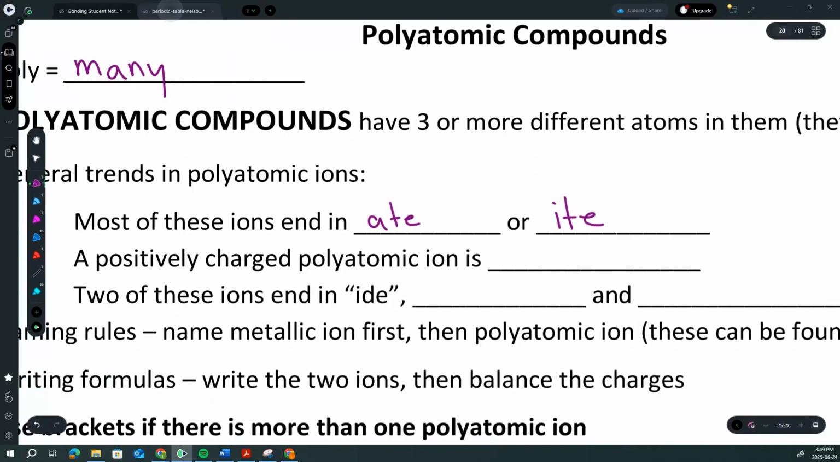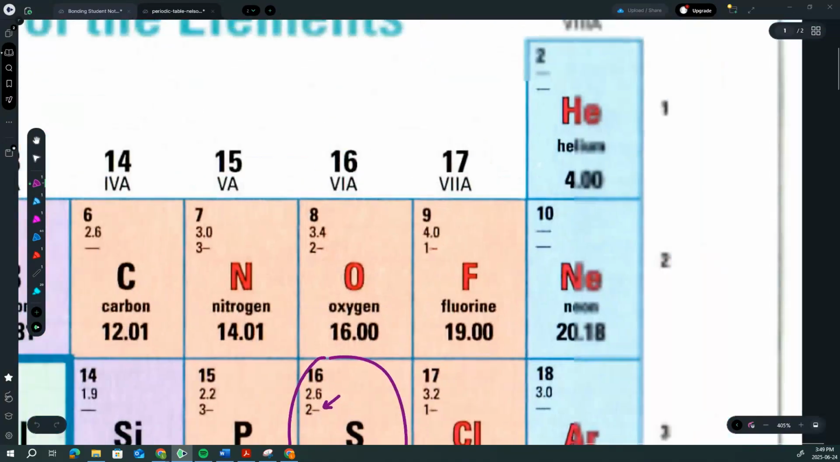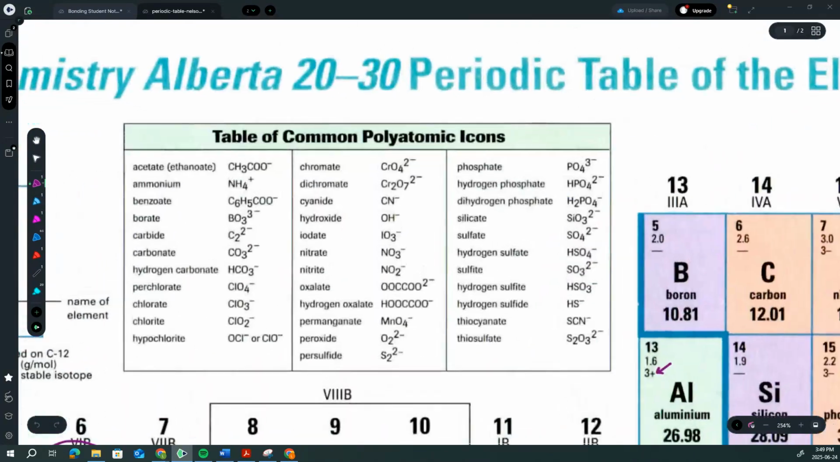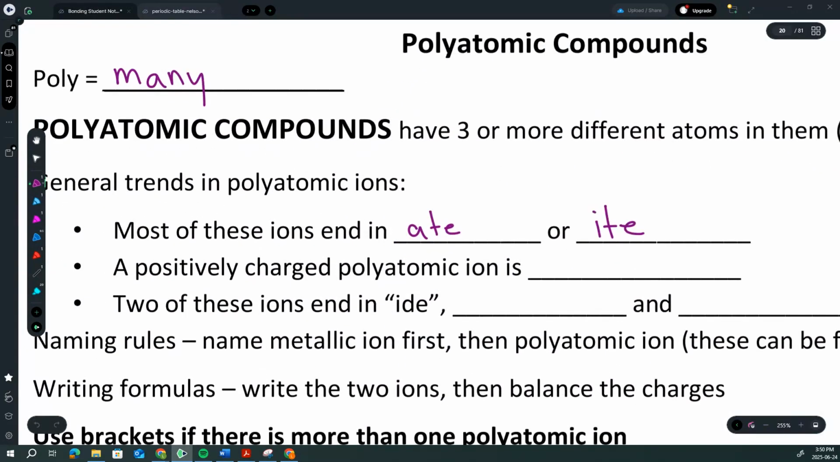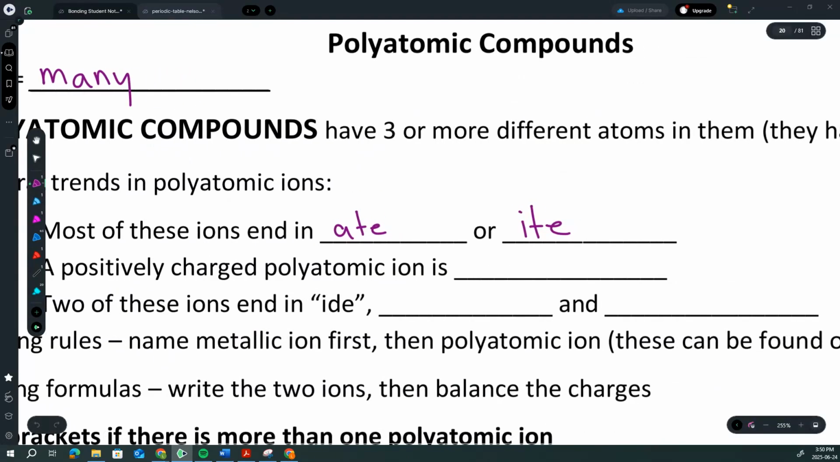So what you can do is if you look at your periodic table and go to the table of polyatomic ions there, most of them, not all of them, but most of them either end in ate or ite. Okay, there is one positively charged polyatomic ion. It is ammonium, which is NH4, 1 plus.